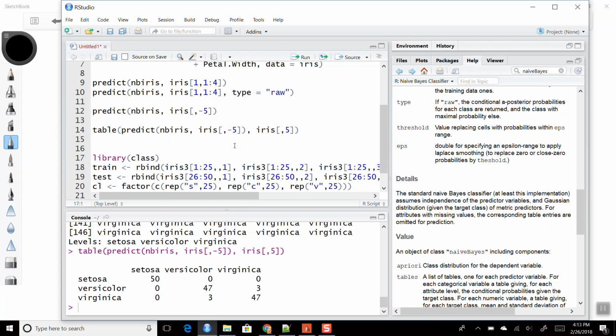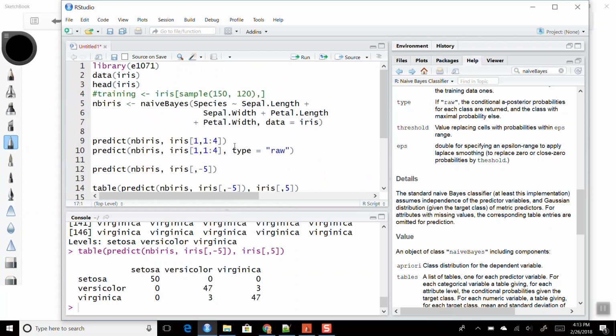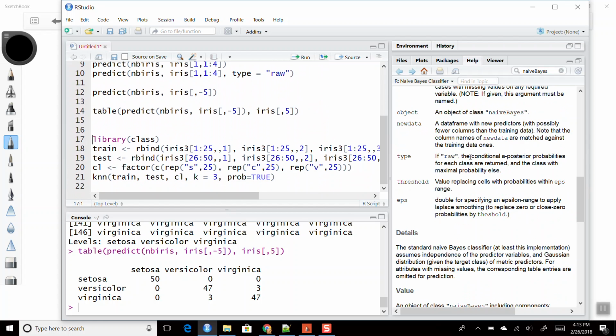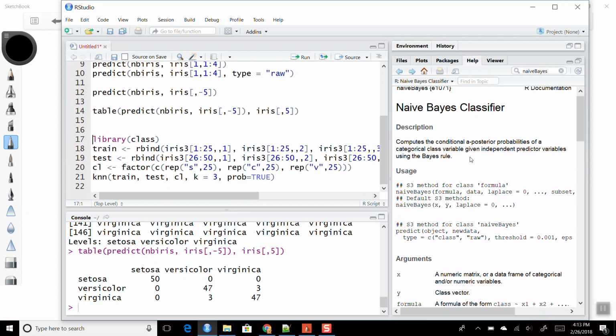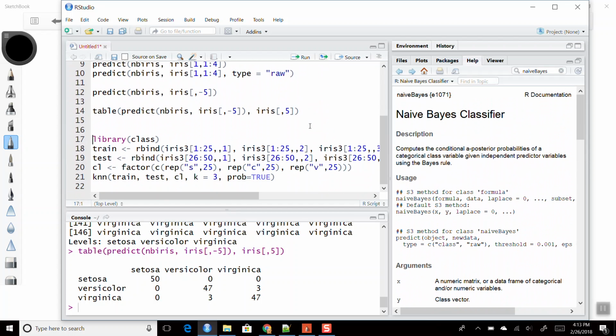So that's using the naive Bayes function from package e1071. And I'm sure if you did naive Bayes in R, there are a couple other package functions that would work just as well.